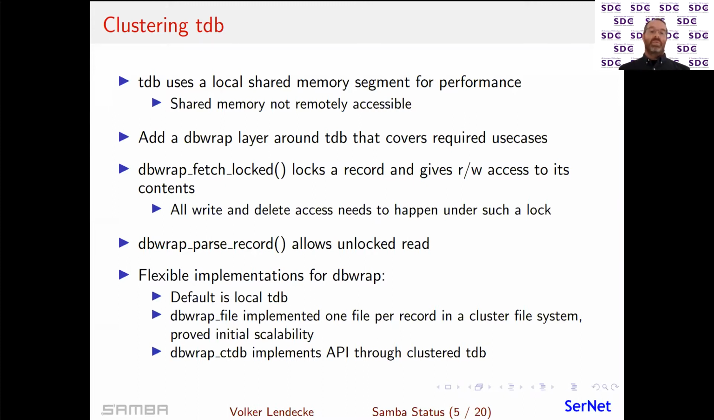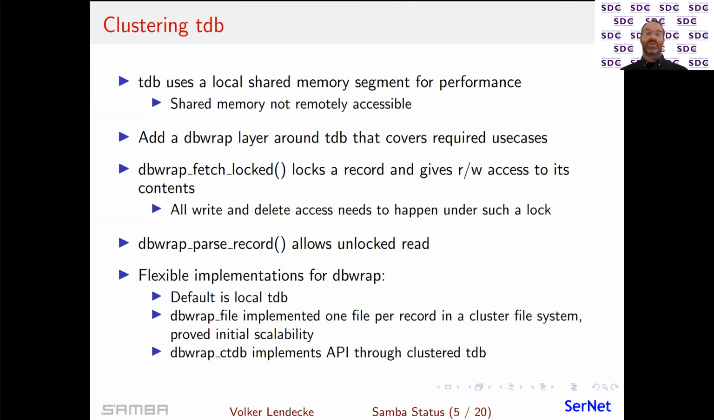So when we started to cluster TDB in the early 2000s, what we did is we put in a layer between the main Samba code and the real access to TDB. We called that the dbwrap API, and the main call that dbwrap implements is dbwrap fetch locked. And this essentially covers what Samba really does.